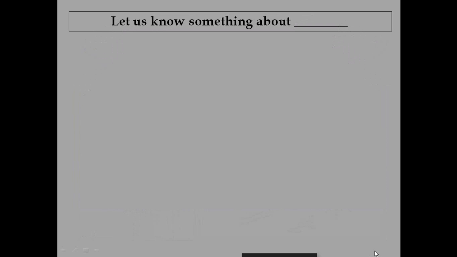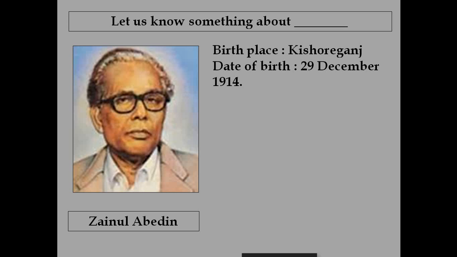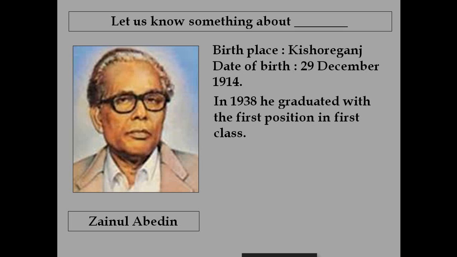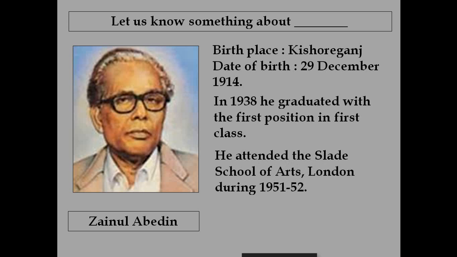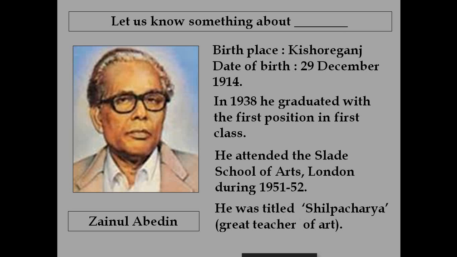Let us know something about Shilpacharya Zainul Abedin. Birthplace: Kishorganj. Date of birth: 29 December 1914. In 1938 he graduated with the first position in first class. He attended the Slade School of Arts, London during 1951-52. He was titled Shilpacharya, great teacher of art.